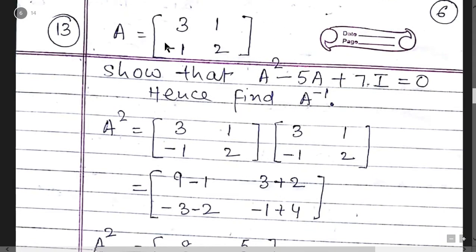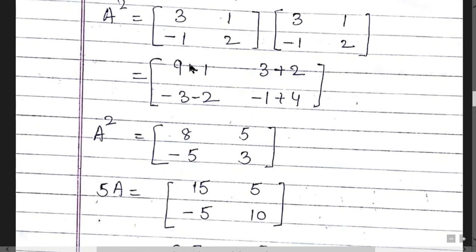This question is also important for final examination. You have to basically calculate the inverse from this equation, not directly by calculating adjoint and modulus. First of all, calculate A square. It's 3 into 3, 9, minus 1, then 3 plus 2, minus 3, minus 2, then minus 1 plus 4. These values are 8, 5, minus 5 and 3.